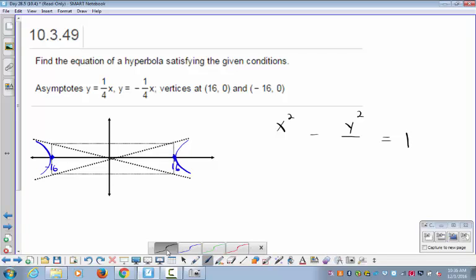And one of those denominators you know for sure. Which denominator do you know? Yeah, 256. 16 squared is 256. Any idea how to get the other denominator? And how do we know how far up from the origin we're going? And what do we do with the asymptote to get that y value?